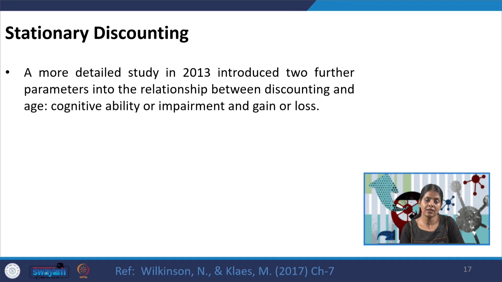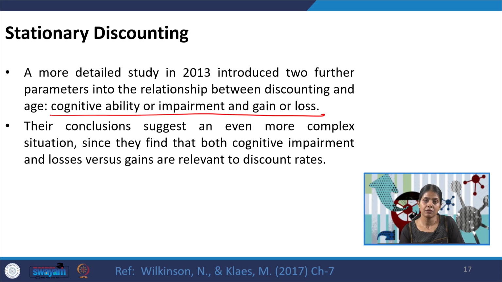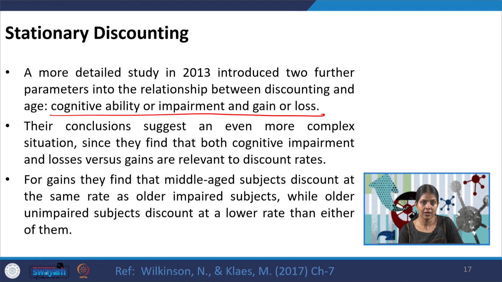A more detailed study in 2013 introduced two further parameters into the relationship between discounting and age, that is cognitive ability or impairment and gain or loss. Their conclusions suggest an even more complex situation, since they found that both cognitive impairment and losses versus gains are relevant to discount rates. For gains, they find that middle-aged subjects discount at the same rate as older impaired subjects, while older unimpaired subjects discount at a lower rate than either of them.